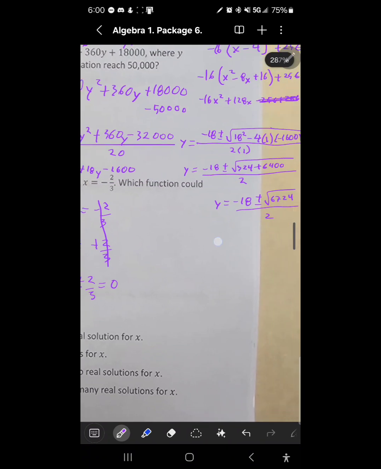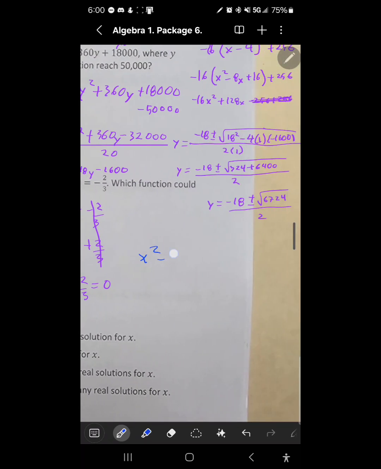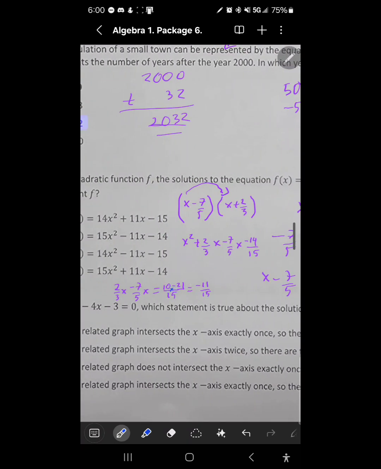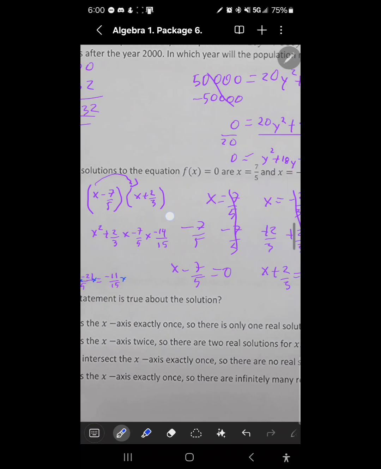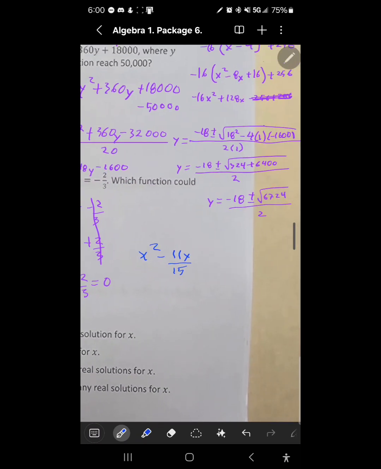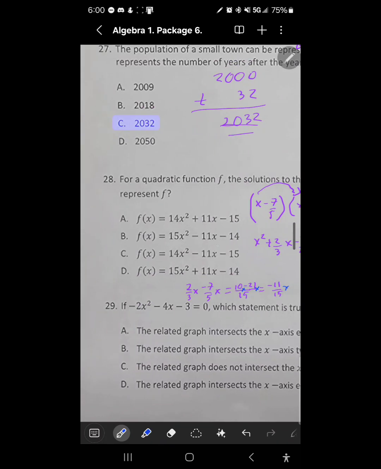Now I'm going to go to the side, and I'm going to use other colors so you don't get confused. I'm going to have x squared minus 11x over 15. Yes, we keep the x here. I forgot to keep the x. Minus 14 over 15.